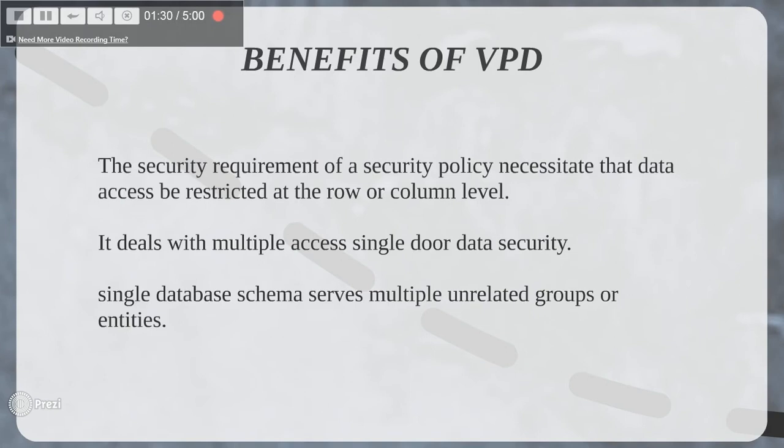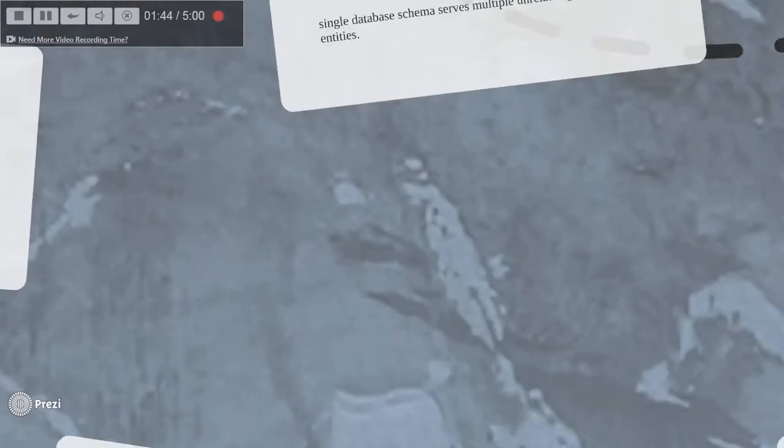Benefits of VPD: the security requirement of a policy necessitates that data access be restricted at row or column level. It deals with multiple access, single data security. A single database schema serves multiple unrelated groups or entities.